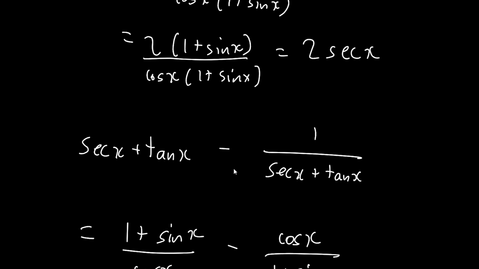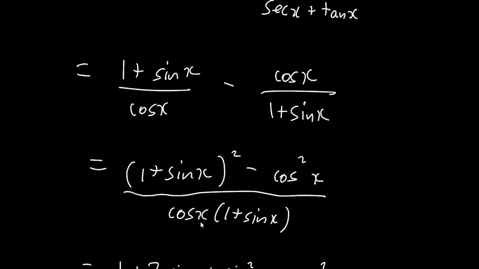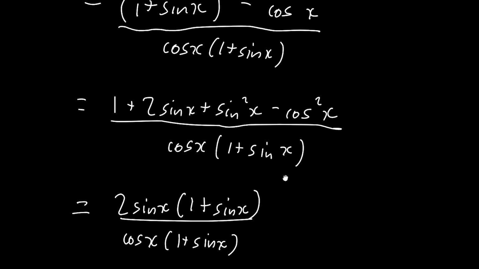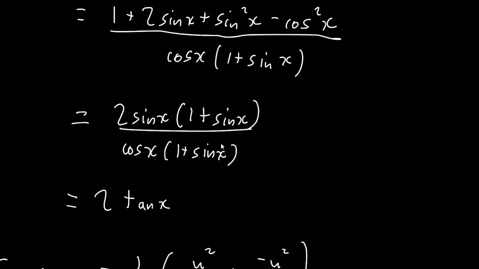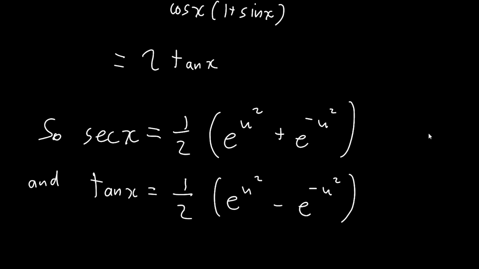Now what if we do minus instead of plus? So sec x plus tan x minus 1 over sec x plus tan x. We do the same thing, we put it onto the same fraction, expand out the 1 plus sin x squared, and then we end up with 2 sin x times 1 plus sin x over cos x times 1 plus sin x, which we can take away, and now we get 2 tan x. So we can write sec x and tan x as a function of square root ln sec x plus tan x, which is exactly what we need.